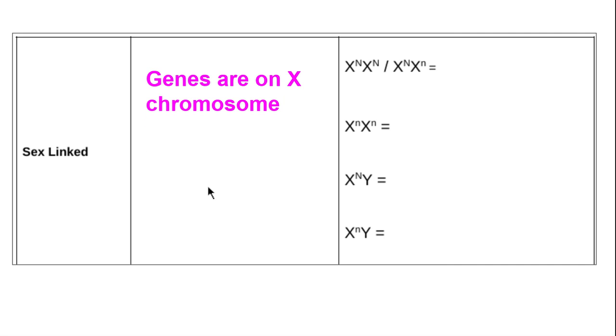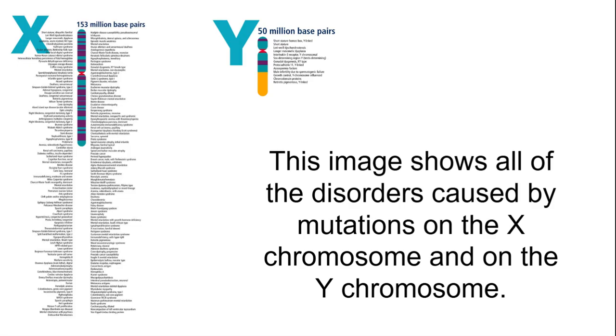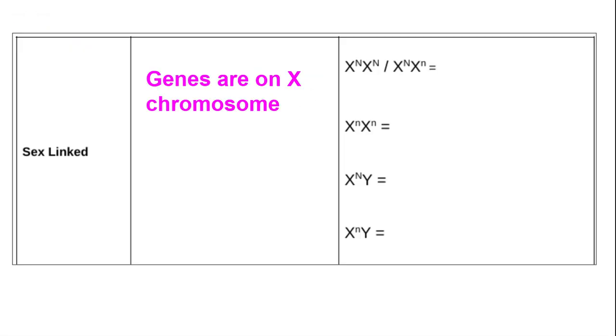So in our little notes chart, we are going to write that the genes are on the X chromosome because for our purpose, we aren't going to talk about any of them on the Y here. We're only going to talk about the ones on the X because there's just so many more and they're so much more common than the ones on the Y chromosome.